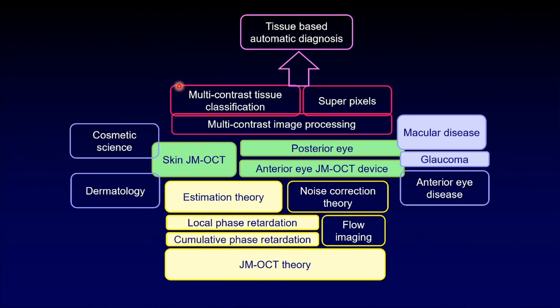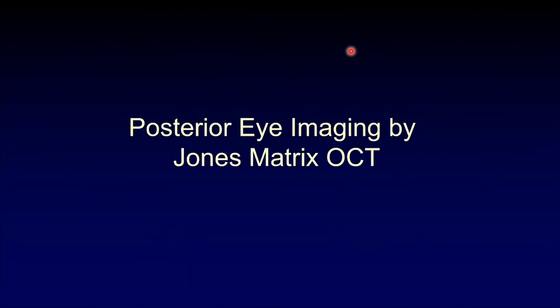And we are also working on this. And then based on it, by using that mathematical framework, we are also working on medical image processing. It's really a huge field of research. But today, I'm going to talk about some portion of it, and especially these applications. Okay? So then, the applications of the Jones matrix OCT, posterior eye imaging.